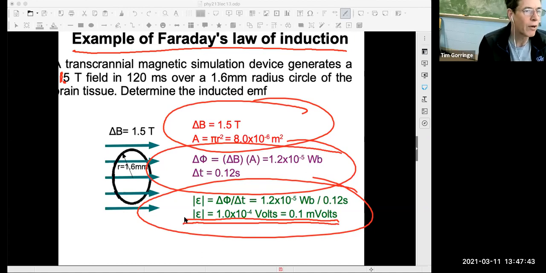Just to quickly summarize, and I've gone over by a couple of minutes. We introduced induction. We talked about the phenomena of induction. We explained that. We introduced magnetic flux. We explained what that meant. And then we talked about the law of induction, Faraday's and Lenz's law of induction, and examples of that.